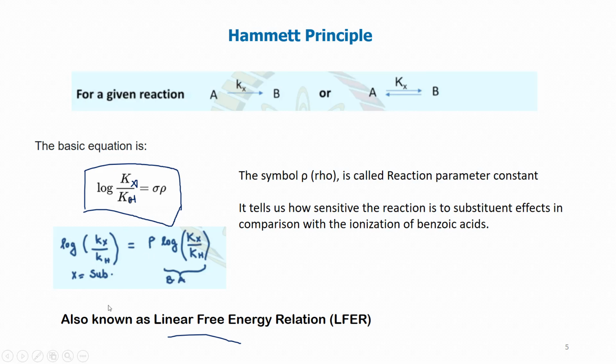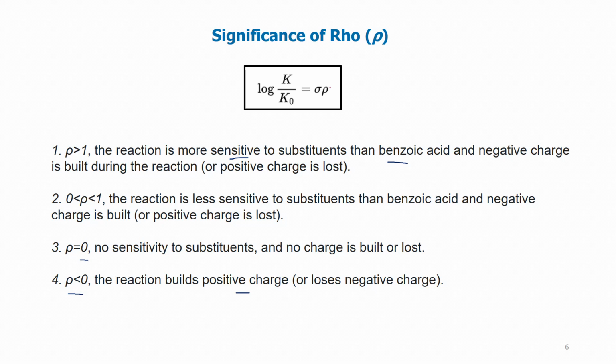So this is another form of this equation. This is also known as a linear free energy relation. So what is the significance of rho? When rho is greater than 1, the reaction is more sensitive than benzoic acid. When it is less than 1 but greater than 0, it has a similar kind of sensitivity to benzoic acid. When it is less than 0, that is a negative value, it means a positively charged intermediate is getting involved. And when rho equals 0, it means no sensitivity towards the substituent.